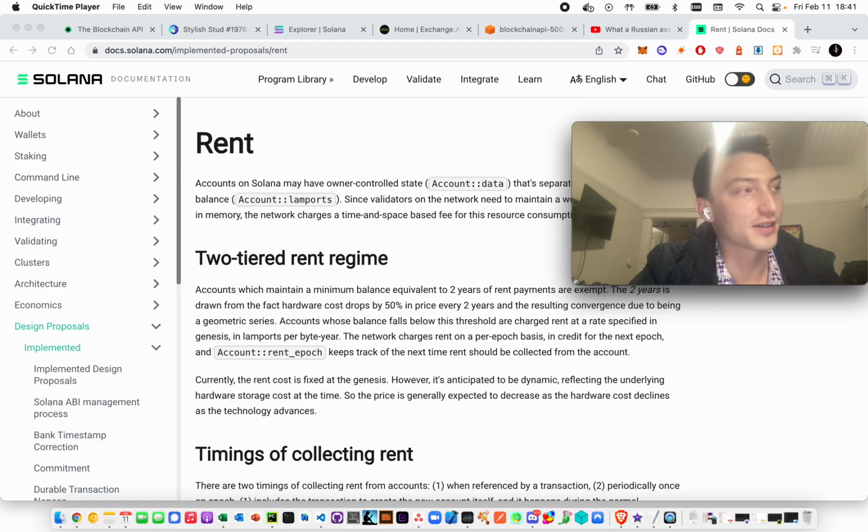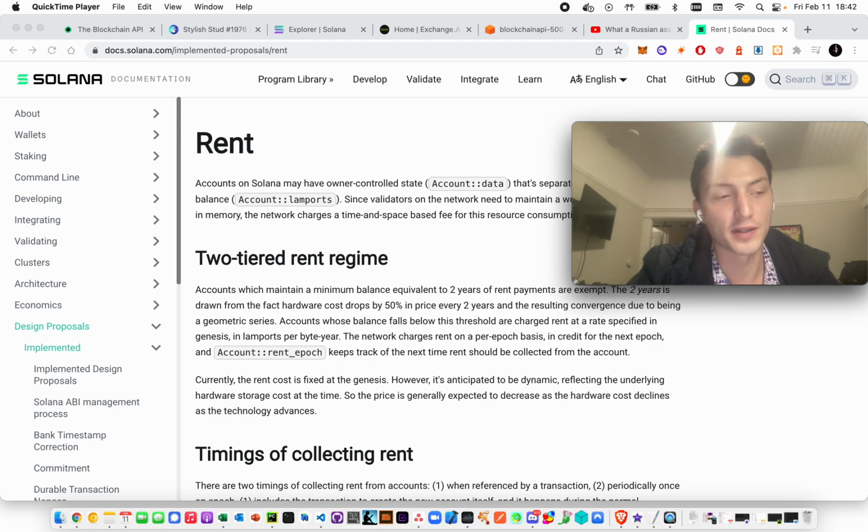So that's convergence. What happens with rent is basically Solana's betting effectively that hardware costs will continue to drop by 50%. If they don't, well, we'll see what happens, but let's assume that's a good estimate. And they probably have some data to back that up. I'm not an expert on that, so who knows? If they're not, that's kind of scary. But besides that, let's assume it does drop. So they're saying it drops 50% every 2 years, right? And so what happens is it converges.